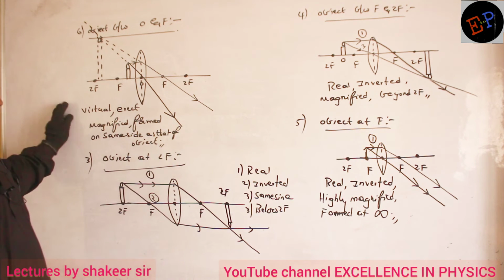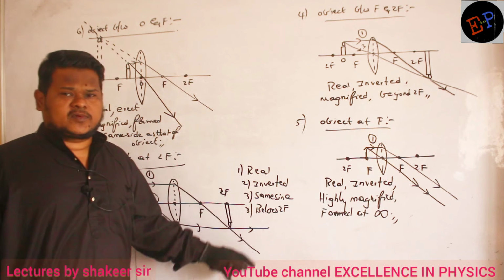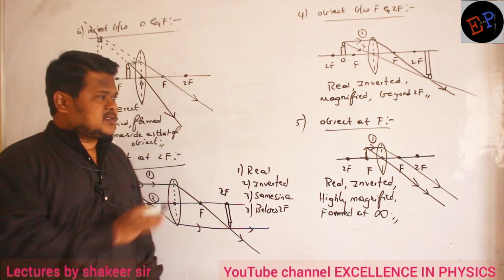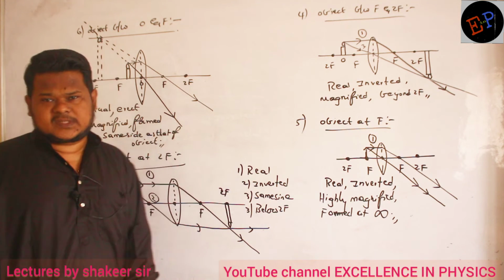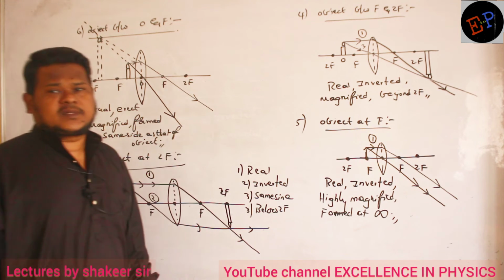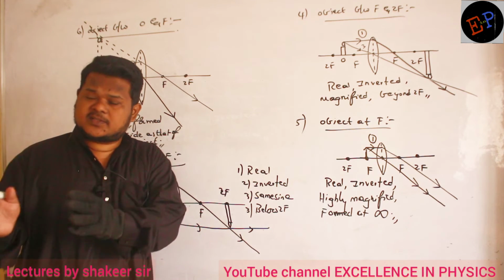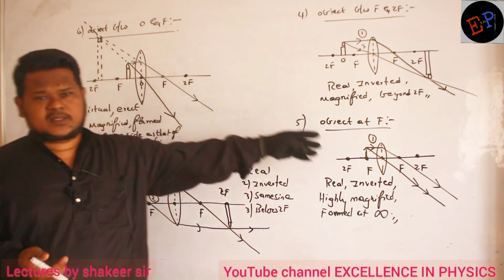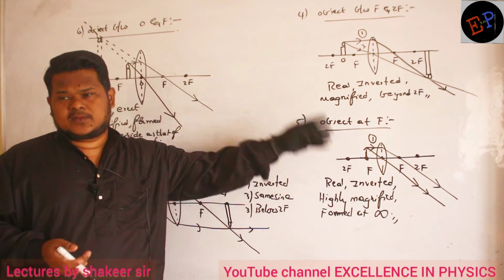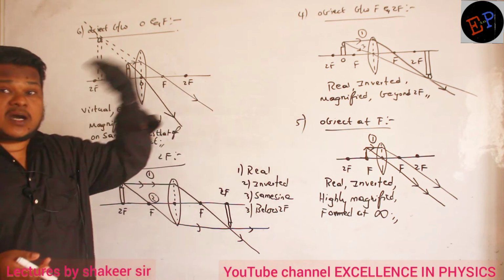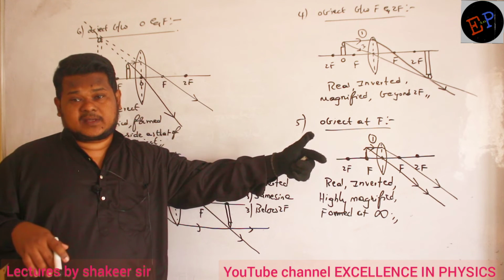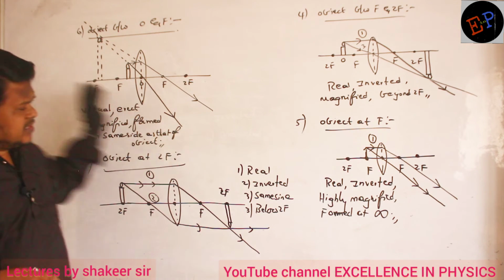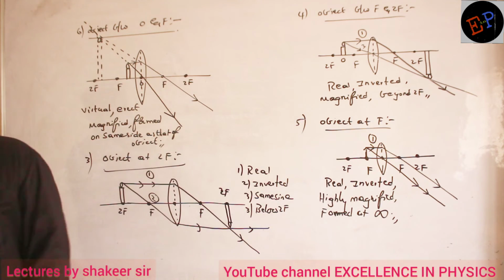See here, there is no new thing. Whatever constructions we have done in the case of mirrors, same constructions here also. In the case of concave mirror, all the images were formed on the same side. But here all the images are formed on the other side. Only virtual image was formed on the other side in the case of mirror. But here virtual image is created on the same side. Remaining all the properties are exactly the same.